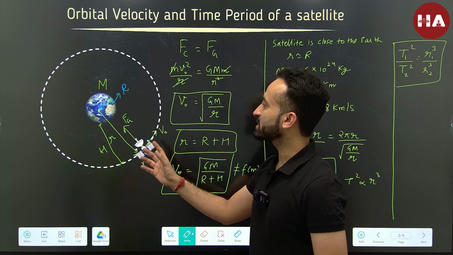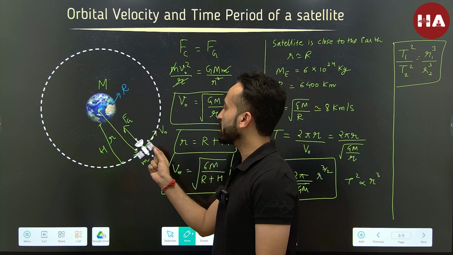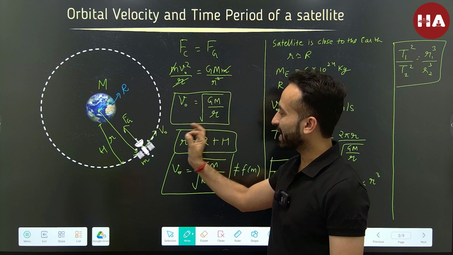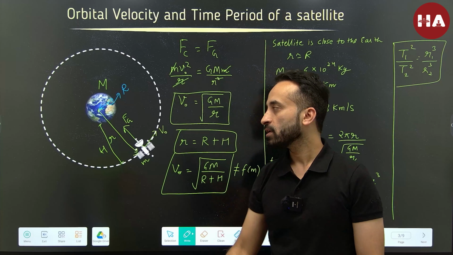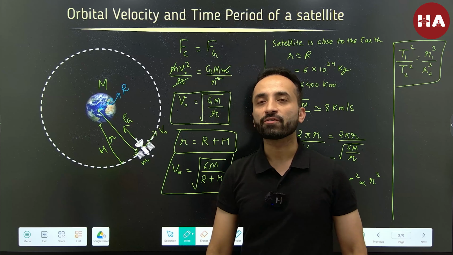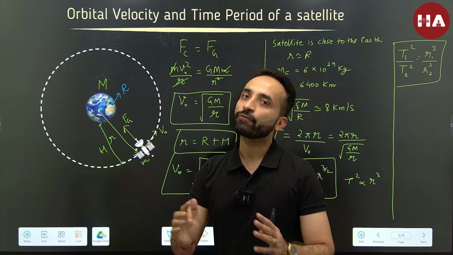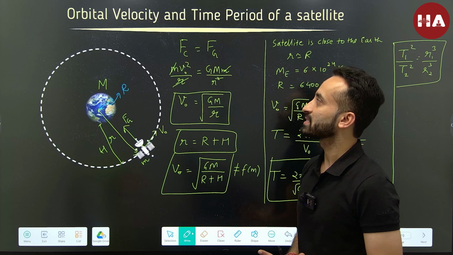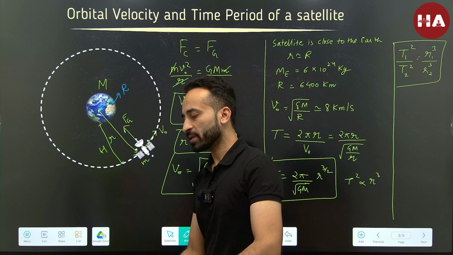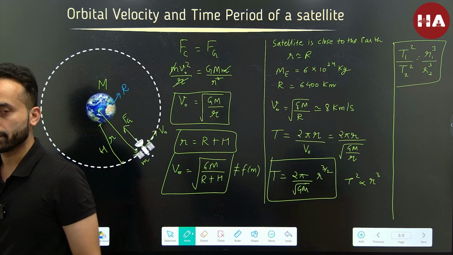So you now understand what orbital speed is. It is the pre-decided speed for a particular orbit in which the satellite should revolve, so that it is unable to reach the surface of the Earth, as the entire force of gravitation gets consumed into providing the necessary centripetal force. Copy this down, then we move forward.